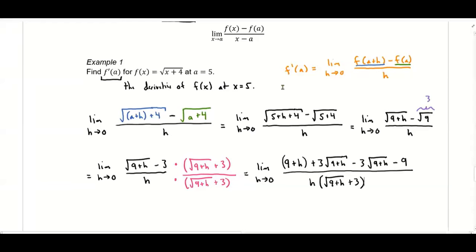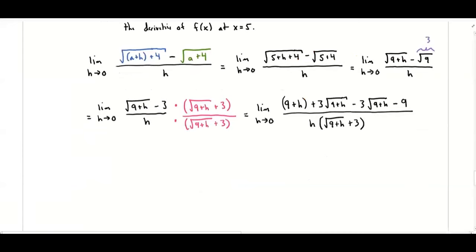Now I have some things that cancel out a little bit here. This part and this part are going to cancel each other out. I also have a 9 minus a 9. So it looks like my numerator is going to simplify quite a bit. I'm going to get the limit as h goes to 0 of, my numerator is just going to end up being h. And my denominator is still this whole thing here: h times the square root of 9 plus h plus 3.